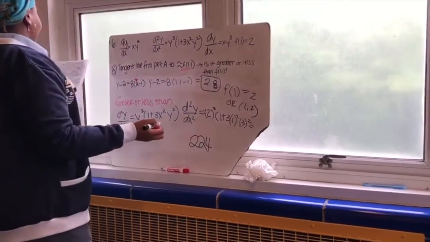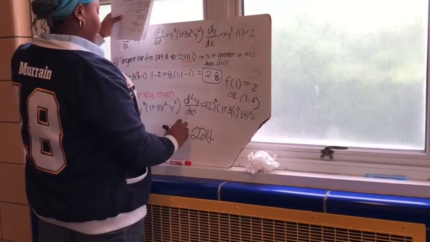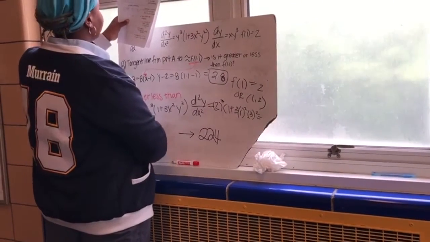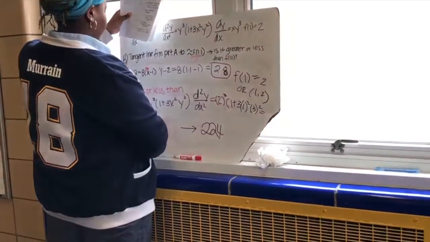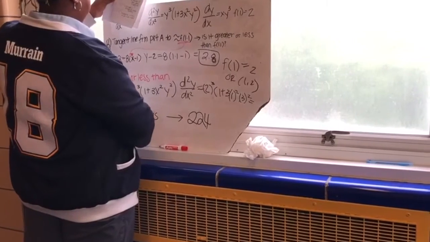Now, because it relates to concavity and the answer is positive, that means that f of 1.1 is an under approximation. Now, let's say we got an answer of negative 224. Then we would say it is an over approximation because it is negative.